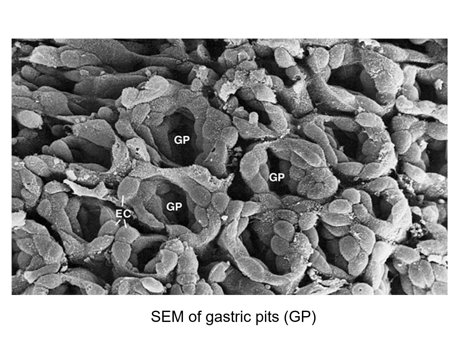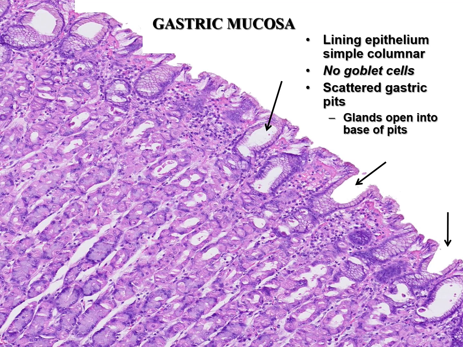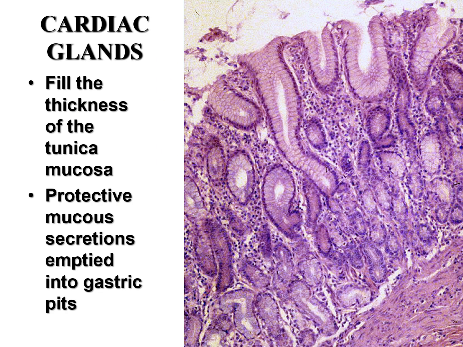Here, this is the epithelium, and this is the opening of the gland, which we call the gastric pits. This is scanning electron microscopy. Again, the lining epithelium, which is the simple columnar mucus producing cells, and we can see here, this is the opening of the gland, which is the gastric pits.